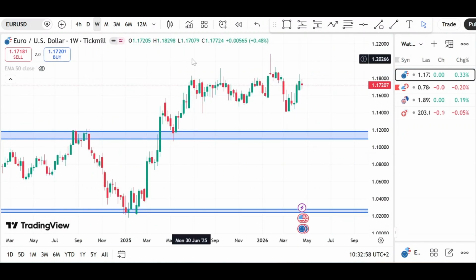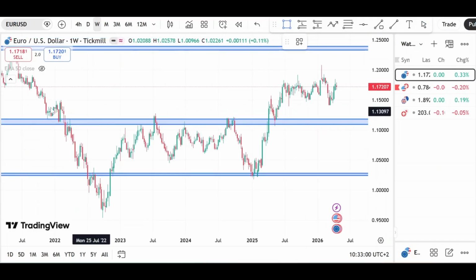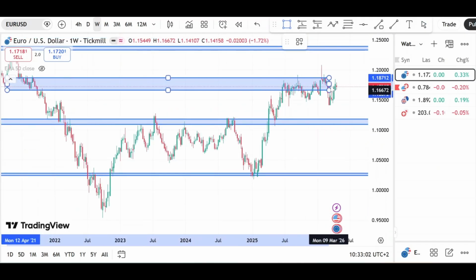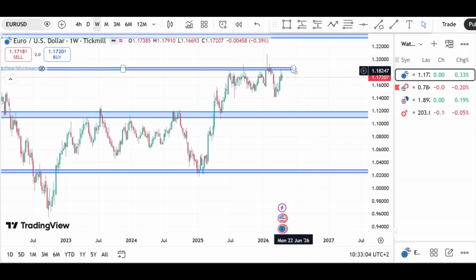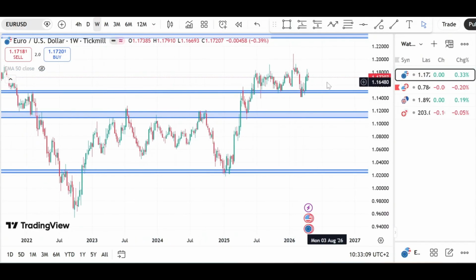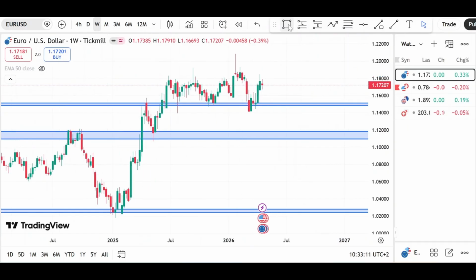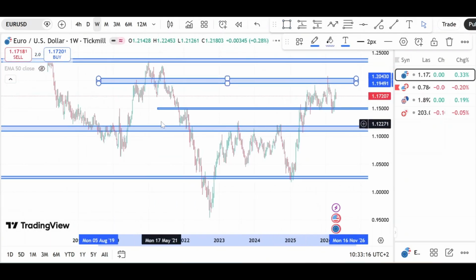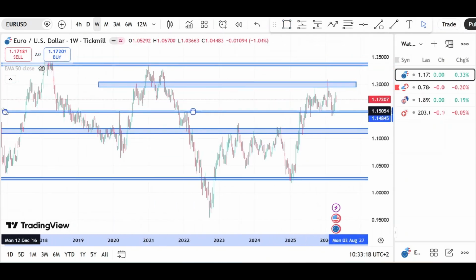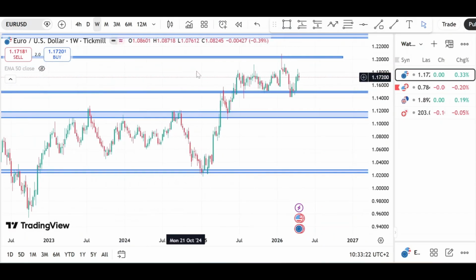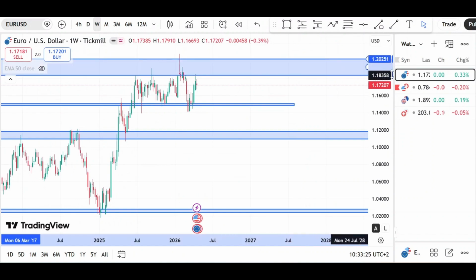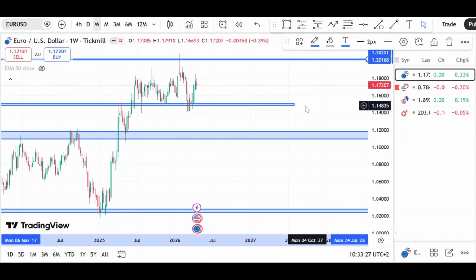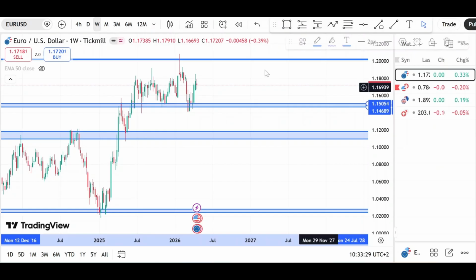Let's go in weekly. Okay, beautiful. As you can see, we are in an uptrend, but let me use these zones. This is a weekly lower zone, and this is a weekly upper zone. This is the weekly upper zone, and this is the weekly lower zone.